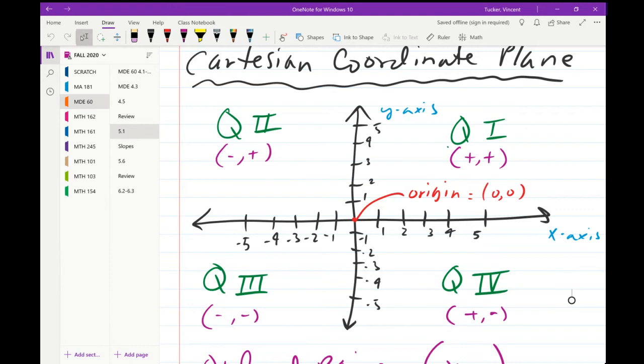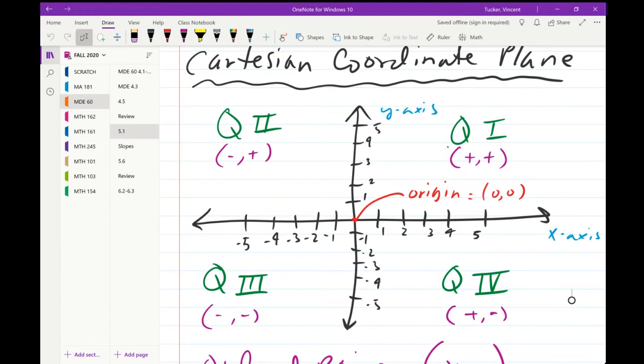You have four quadrants going counterclockwise. Quadrant 1, you make two positive moves to get into quadrant 1. Quadrant 2, a negative move and then a positive move. Quadrant 3, two negative moves. Quadrant 4, you go positive and then negative.